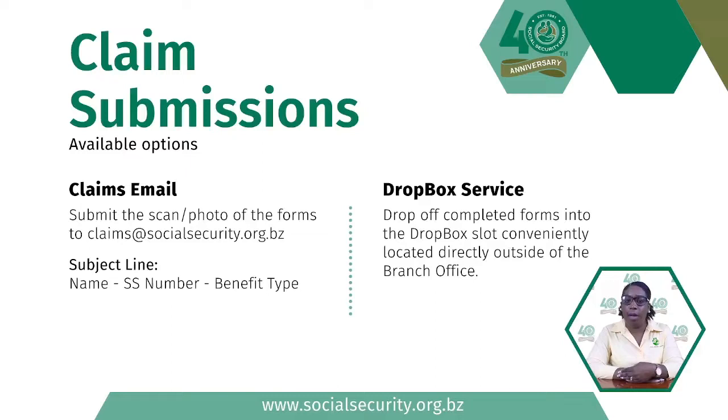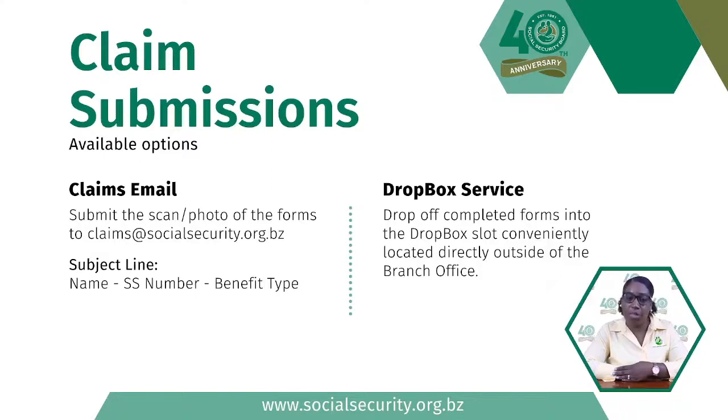Let's look at the options available for claim submissions. There are two available options for our customers. The first being that you can submit your claim to us via email, which is claims@socialsecurity.org.bc. If you are going to be using that option, you need to take a clear photograph of your claim and email it to us. Or you can also take a scanned copy of the documents and send it to us via that email. It is important to note that you must indicate in the subject line your name, your social security number, and the corresponding benefit type.